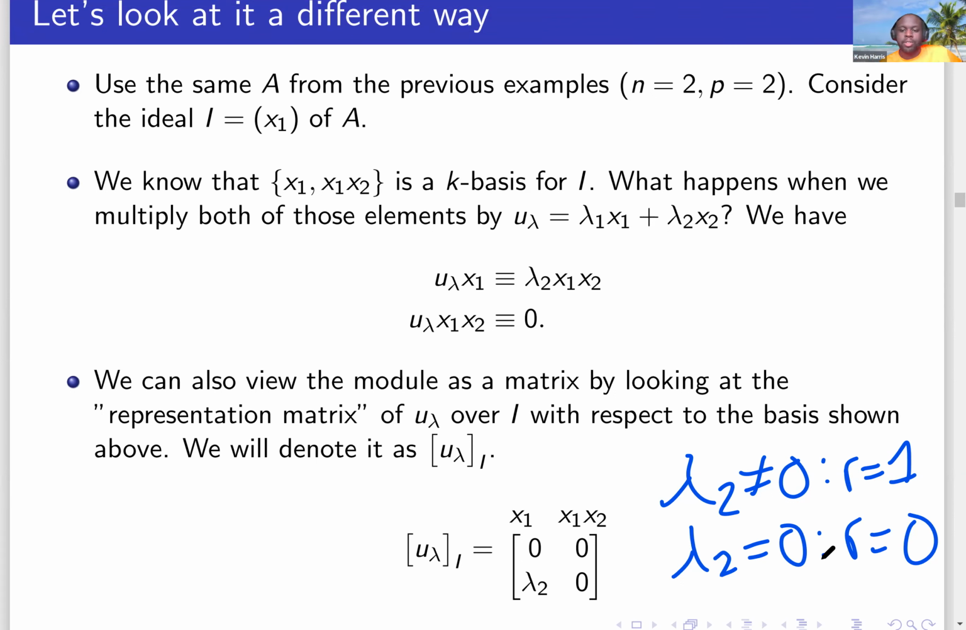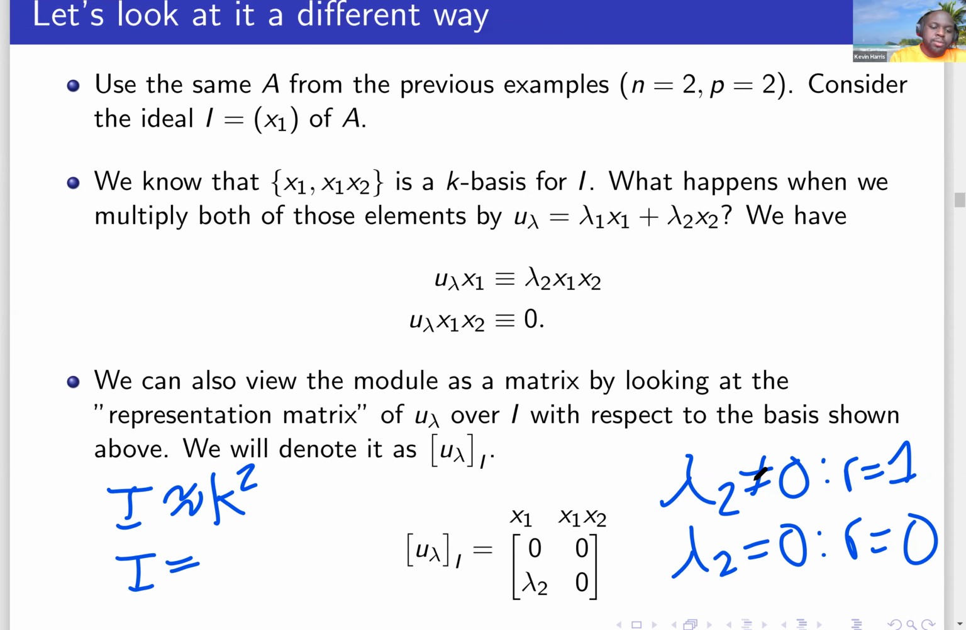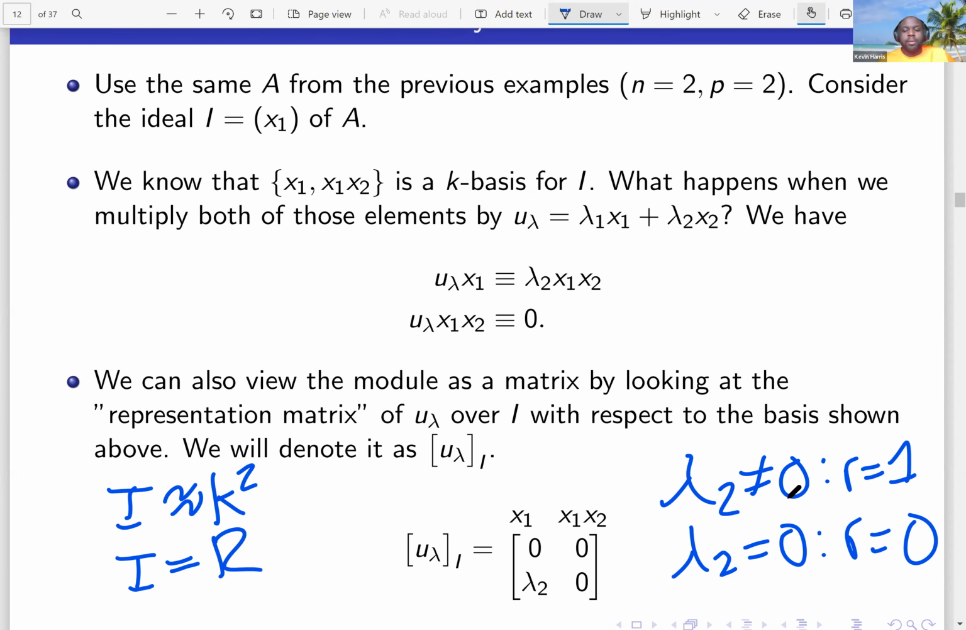So you see when lambda 2 was 0, when we had that k bracket x1, we just had that I was isomorphic to 2 copies of k. So you see it didn't have a free part. But whenever lambda 2 was non-zero, we got that I was just going to be equal to R. So it actually ended up being a free module. We had the 1 copy.